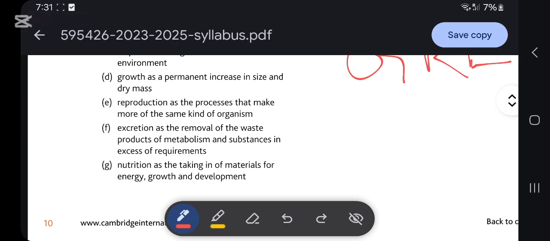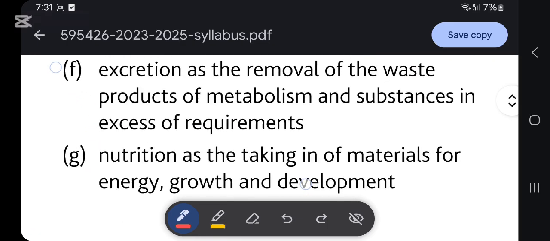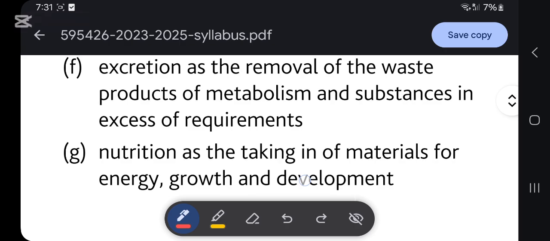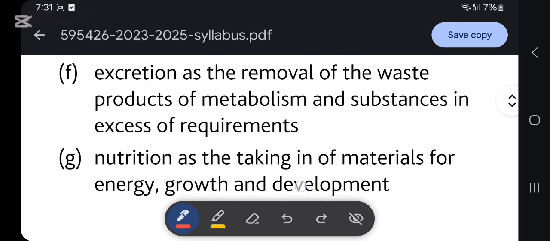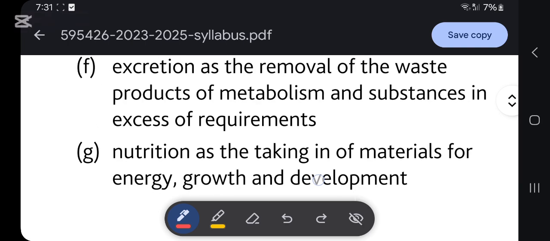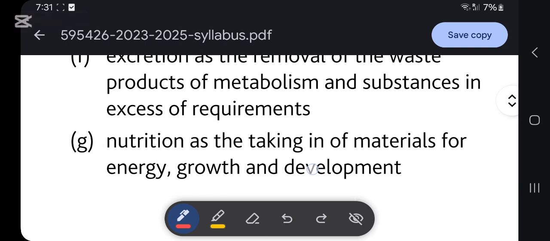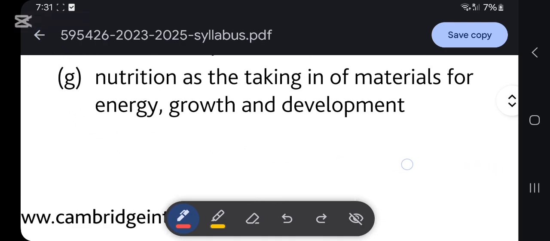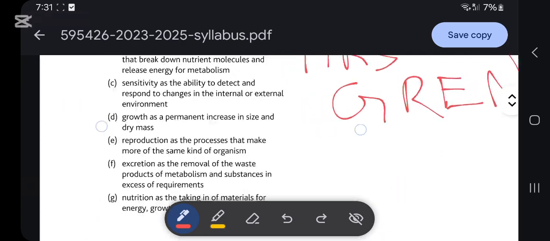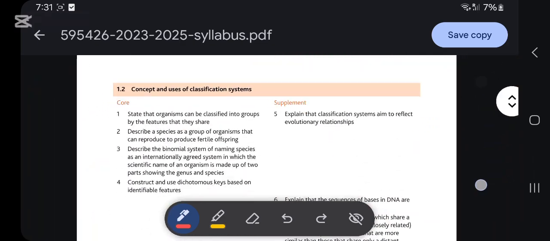Reproduction is the processes that make more of the same kind of organism. Excretion is the removal of waste products of metabolism, like carbon dioxide. After respiration takes place, carbon dioxide is removed from the body, along with substances in excess of requirements. Any substances in excess of requirement, like amino acids, we remove from our body in urine. Next, nutrition is taking in enough nutrients for energy, growth, and development. Make sure you know all these definitions by heart, especially for paper 4.